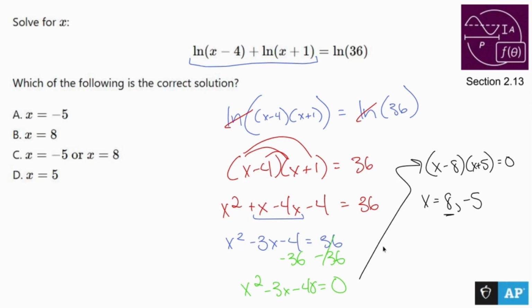8 is good. If I plug in negative 5, however, negative 5 minus 4 is a negative number. I'm not allowed to take the ln of a negative number, which means negative 5 is not a possible option. So when you get two possible answers like these, chances are one of them won't work. So x is going to equal 8 and only 8, so the answer is B.